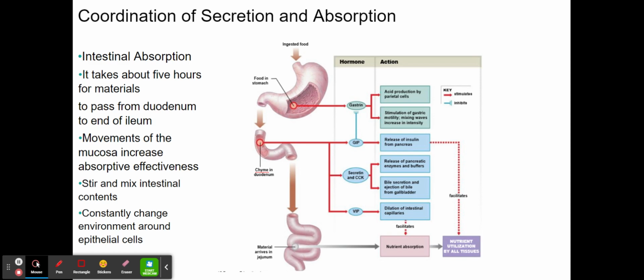Along the way, the organ's absorptive effectiveness is enhanced by the fact that so much of the mucosa is movable. The microvilli can be moved by their supporting microfilaments, the individual villi by smooth muscle cells, groups of villi by the muscularis mucosae, and the circular folds by the muscularis mucosae and the muscularis externa. These movements stir and mix the intestinal contents, changing the environment around each epithelial cell from moment to moment.